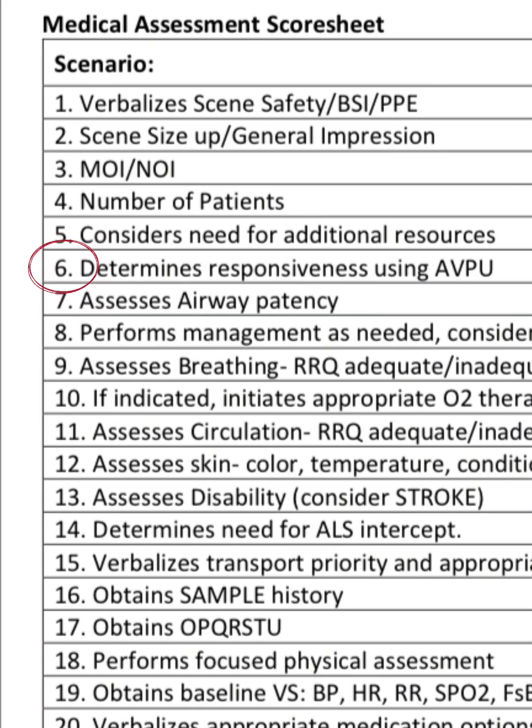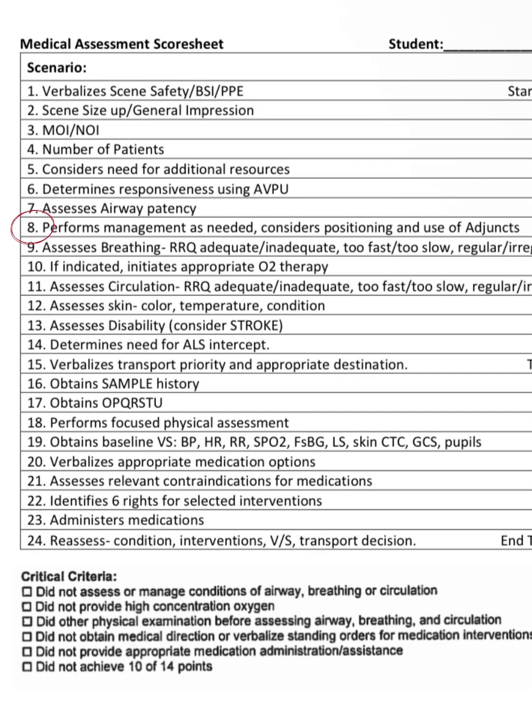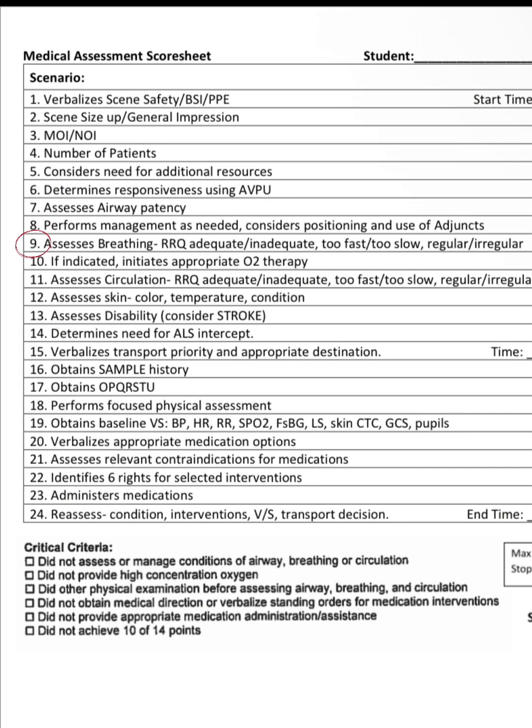So continuing ABC, we're going to assess airway patency. Since the patient is speaking to us, we can simply state, my patient is speaking to me, therefore I know their airway is patent. I'm going to consider the need for an adjunct, and I'm not going to use one at this time. It's very important that you state that you're considering an adjunct and that you're not going to use one.